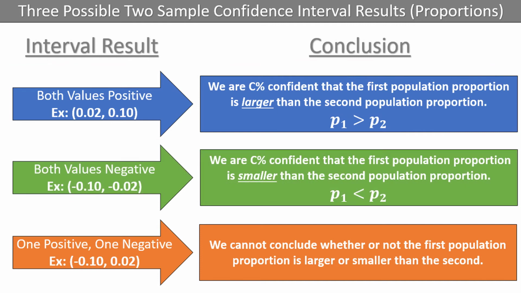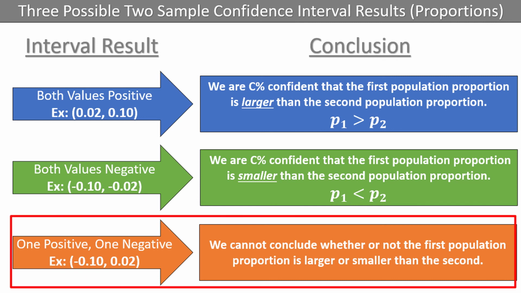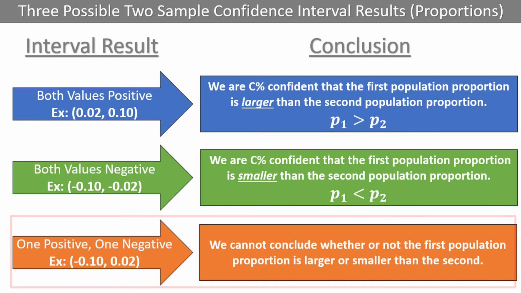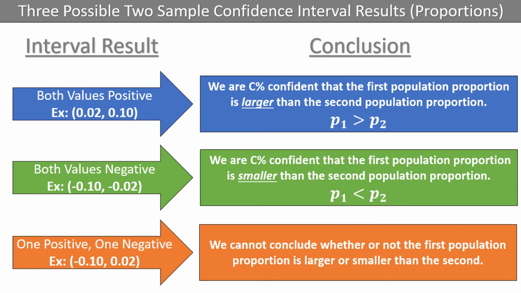Only when the number 0 is contained inside the interval, such as in case 3, can we not conclude whether or not the first proportion is greater or less than the second proportion. Thinking of our confidence intervals in this way is very similar to the results of a hypothesis test, which we will discuss in more detail in future videos.